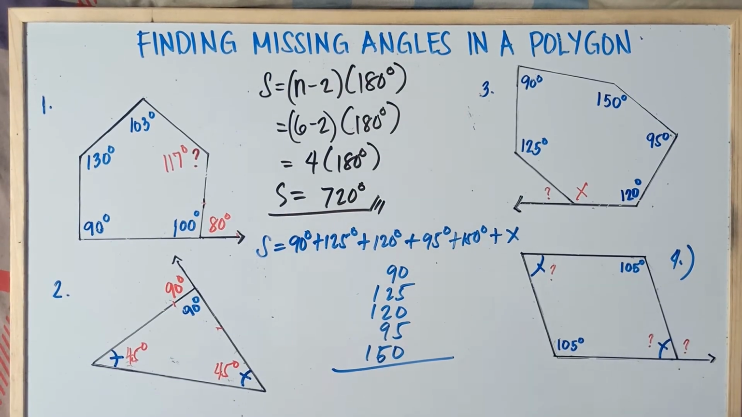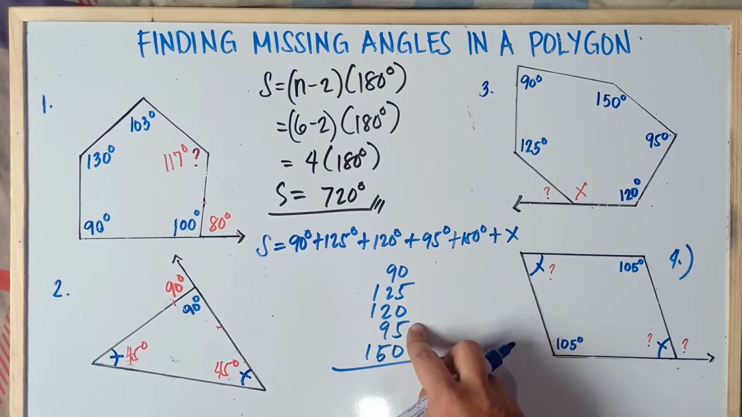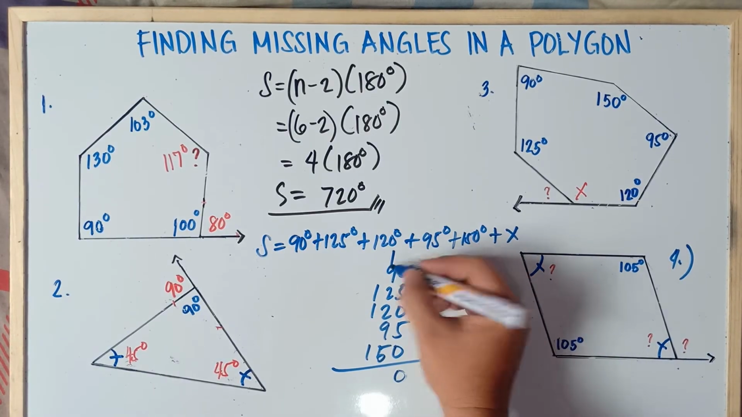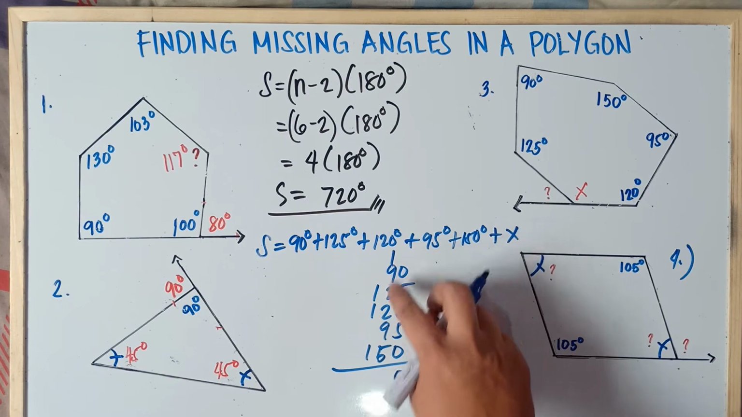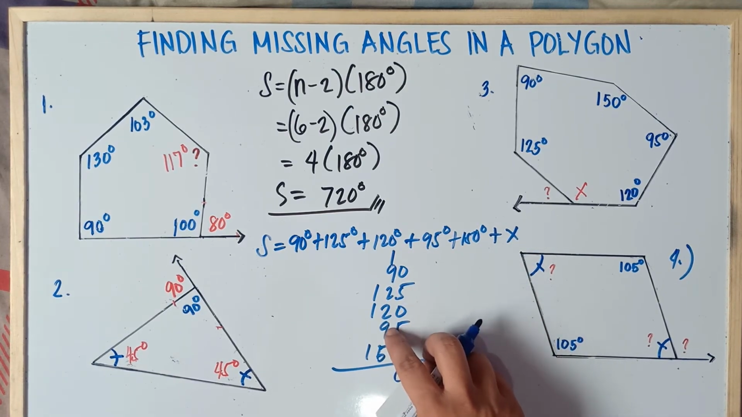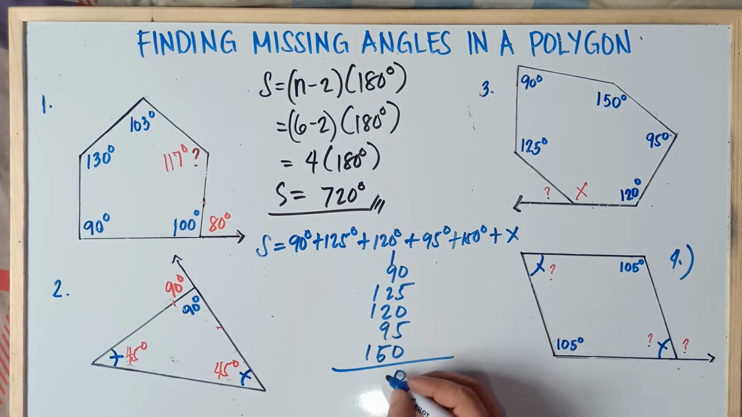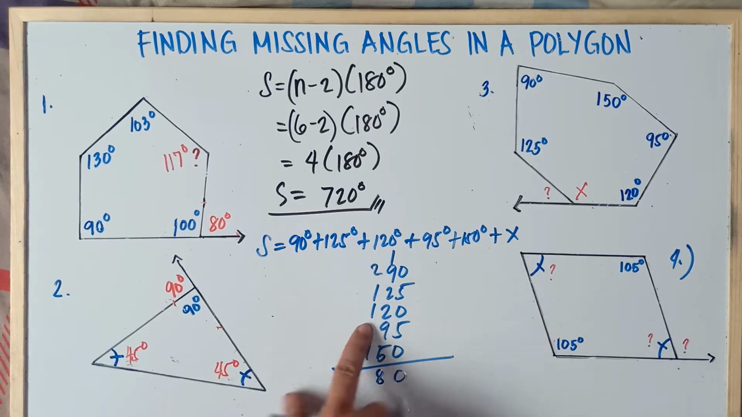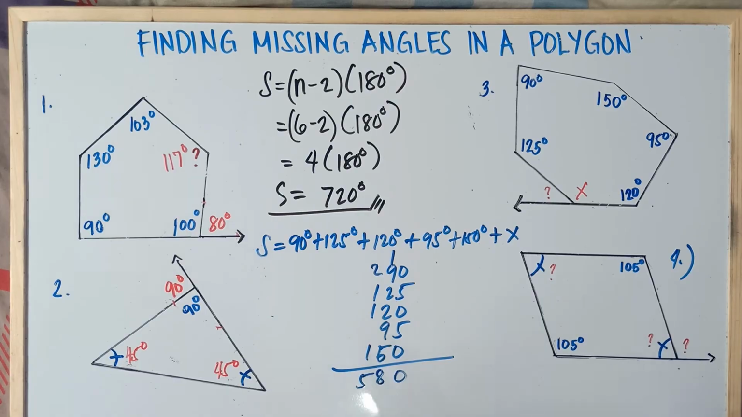Alright, so add this up. 5 plus 5 is 10. 0, carry 1. 9 plus 1 is 10, plus 2 is 12, plus 2 is 14. Okay, 14 plus 9, that's 23. Plus 5, that would be 28. 8, carry 2. 2 plus 1 is 3, plus 1 is 4, plus 1 is 5. 580. Alright, let's double check, class. Once again, class, you always double check your answer, especially if you don't have your calculator, or if the teacher will not allow you to use a calculator.